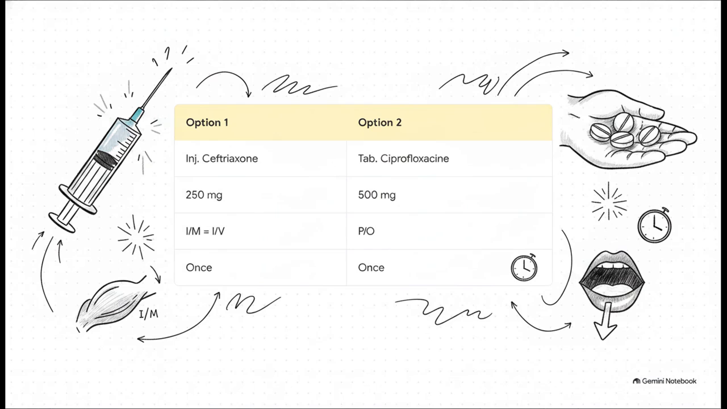So, the WHO provides two clear, gold standard options. Option 1 is an injection of the cephalosporin antibiotic, ceftriaxone. Option 2 is an oral tablet of the fluoroquinolone, ciprofloxacin. Both of these single-dose routes are highly effective. They just utilize entirely different delivery methods.